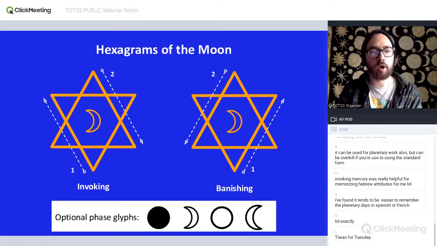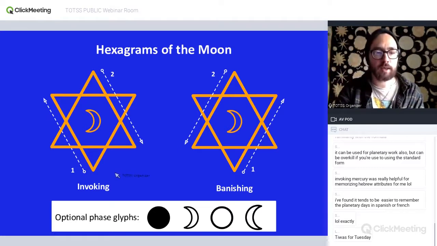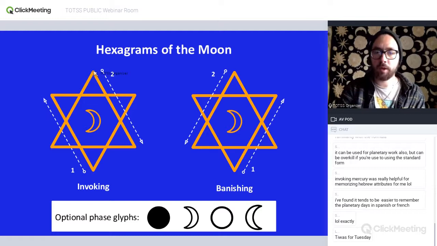And then I have how to draw the hexagrams of the Moon. And so you'll see exactly what we talked about. Your first triangle will start here, and then you'll trace that around clockwise. And then your second triangle will start at the opposite point from the point associated with the Moon, and then you'll trace that clockwise. And for banishing, start at the same point, but just go counterclockwise.